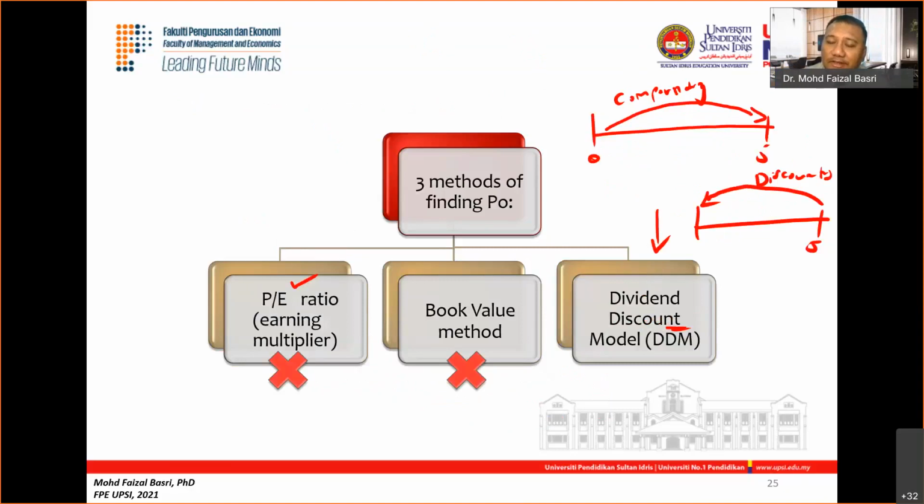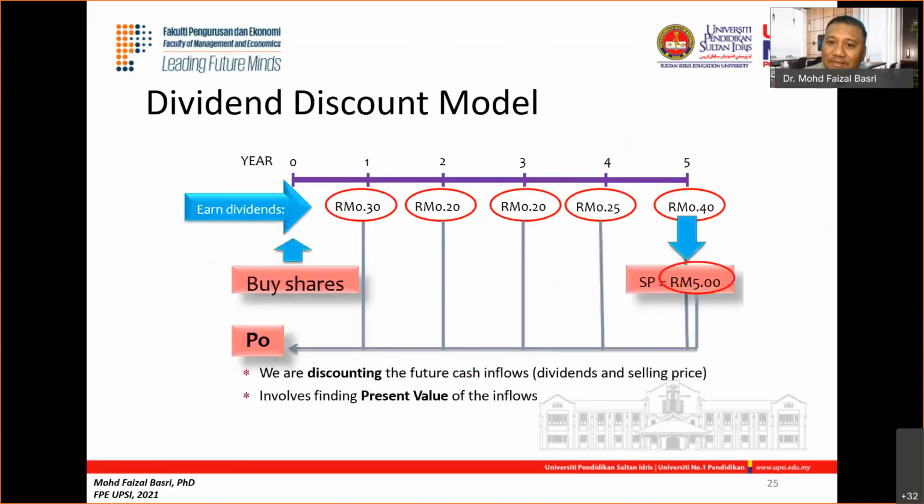And in fact, it's not only dividends, we're gonna discount the price as well, the selling price. So this is based on DDM, dividend discount model. We're gonna assume that the stocks will give us dividends. For example, we have 5 years of dividend. And we're gonna assume also we're gonna sell the stocks in 5 years' time at a selling price here.